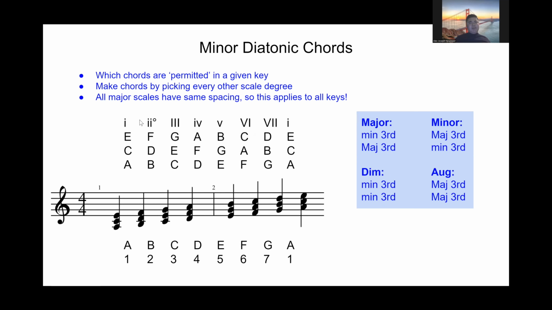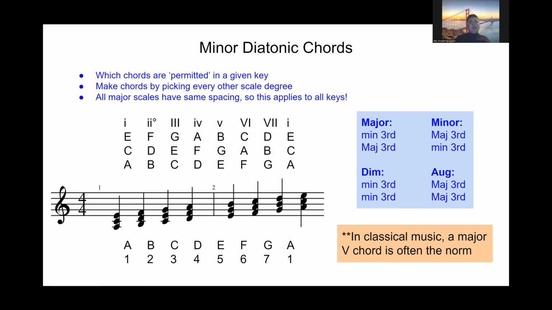So let's talk about this too in the context of classical music, because oftentimes they actually preferred the sound of a major 5 chord. They felt that there was a more dramatic sound from a major 5 to a minor 1 as opposed to a minor 5 to a minor 1. And they preferred that sound in their music.